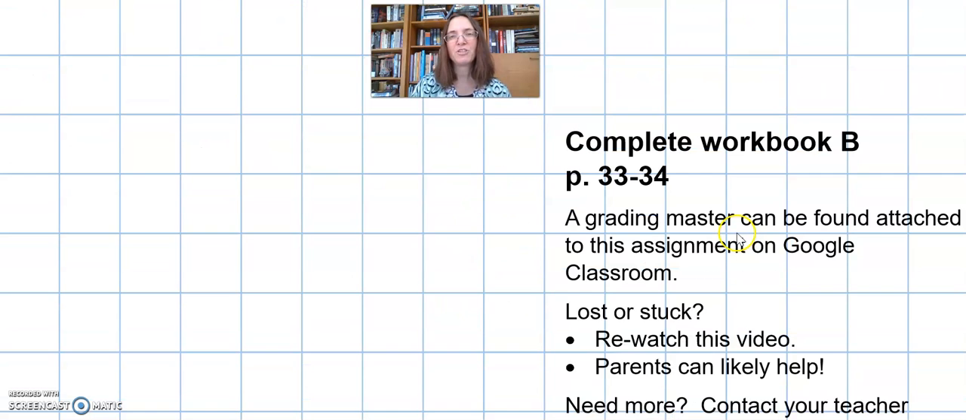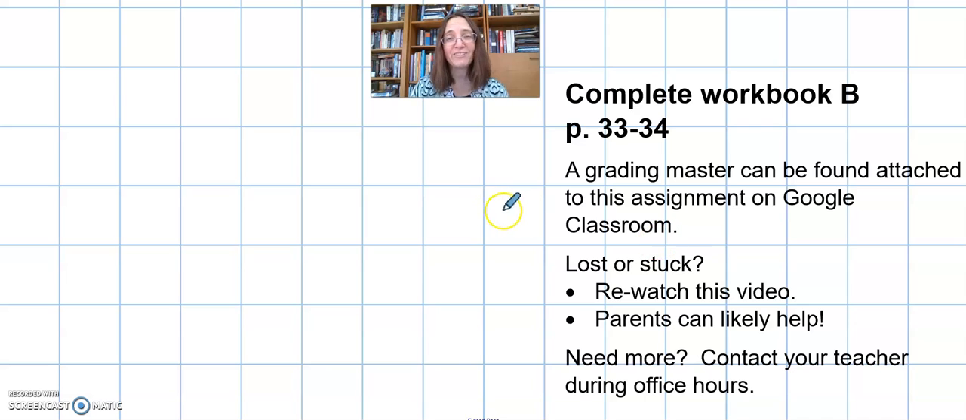Now let's scroll down a super long way and find that you have 2 pages of problems doing this in your workbook, pages 33 and 34. My friends, please draw bar models for all of it. I expect to see them when I grade your work. If you get lost or stuck, rewatch this video. Your parents can likely help with the addition and subtraction bits. They may not be able to do it with bar models.